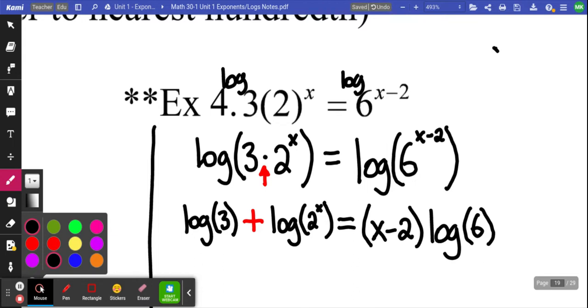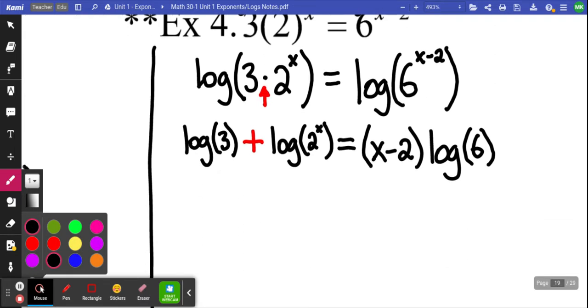So I did two things there. I dropped one of the exponents, which is good. And I separated that log, so then I can drop that exponent. We're okay with that? We kind of see that flow. We're like, yeah, I got that. Okay, let's drop that exponent.